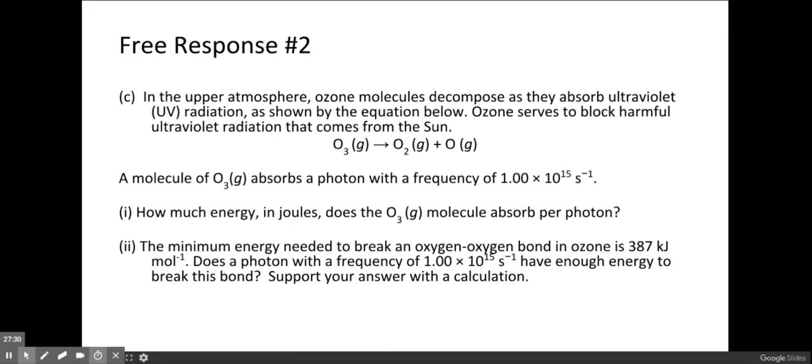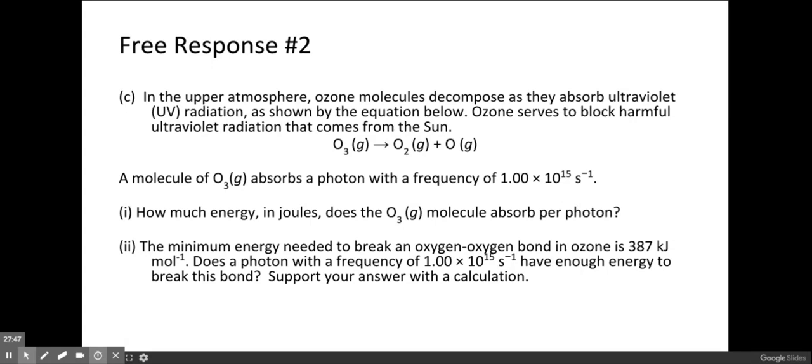Okay, so this one's a little bit tricky, particularly the second part of the question. Pause, discuss, come up with answers, and we'll check them. You'll be glad to know this is the last free response question that we're going to do. So let's take a look at the answers.